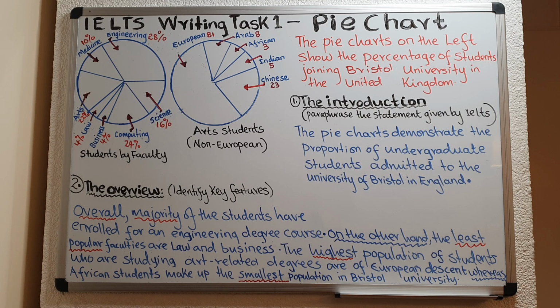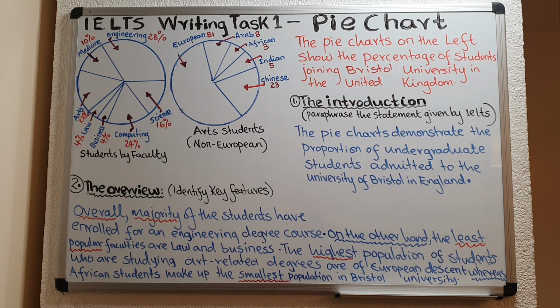But if you want to make it longer, then ensure that you only have 1 to 2 sentences. Remember, you only have 20 minutes to write your task 1, not a lot of time. So once you have written your introduction, then you move on and write the next paragraph, and that is the overview. Now, what should you put in the overview?